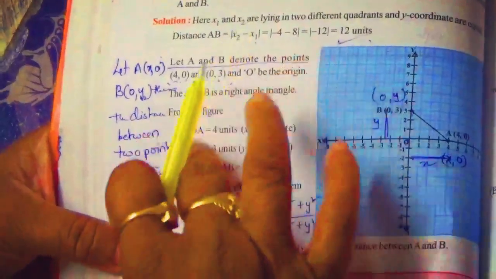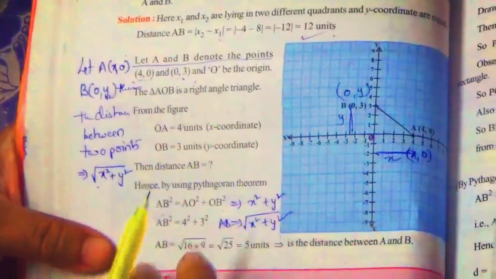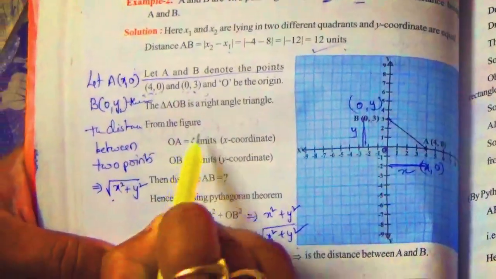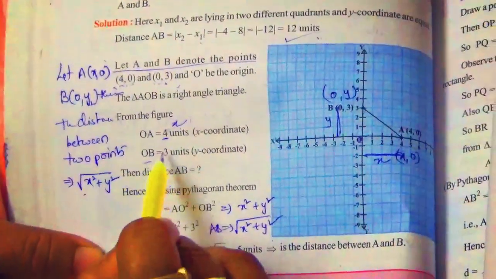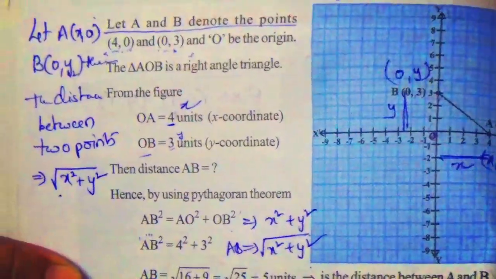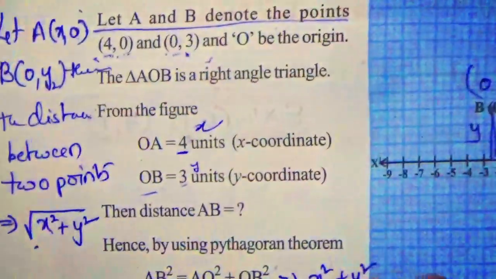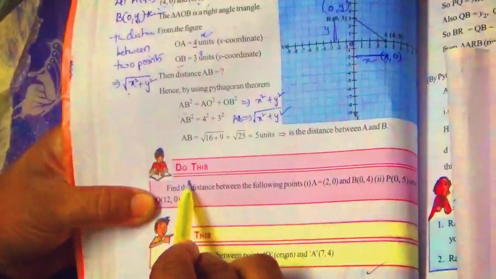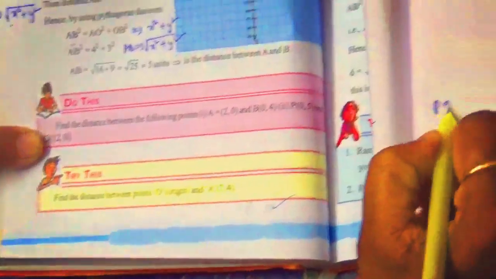Don't write these numbers. In the place of this 4 you just write x, and in the place of this OB 3 you just write y. Just like this you fill in this formula. Then do this in the same page, page 162.